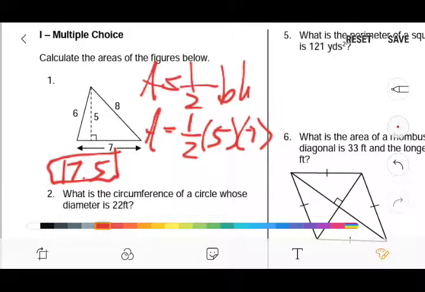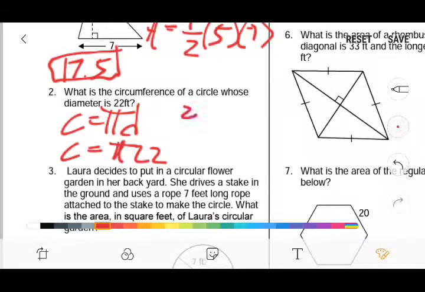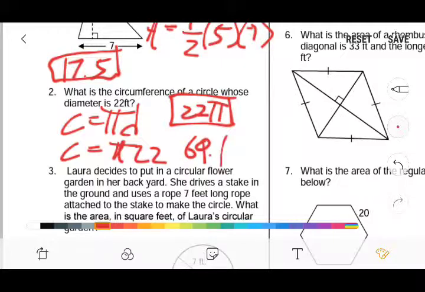What's this one? Circumference of a circle, the diameter is 22 feet. So circumference equals pi times d. That means circumference equals pi times 22. So the answer here is 22 pi. That's the lazy answer. You could also say 69.1 if you want the calculator answer.